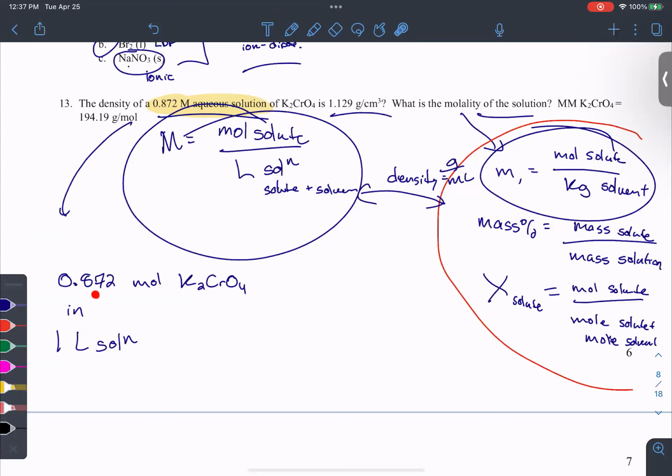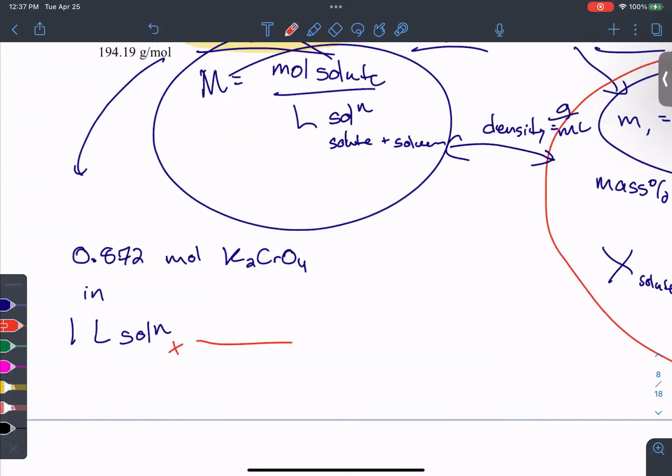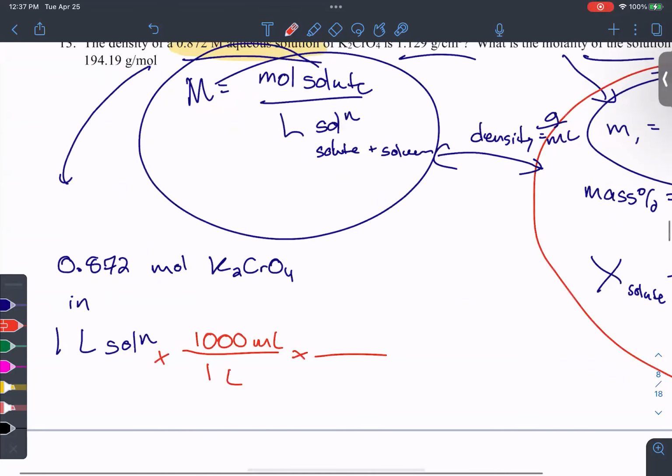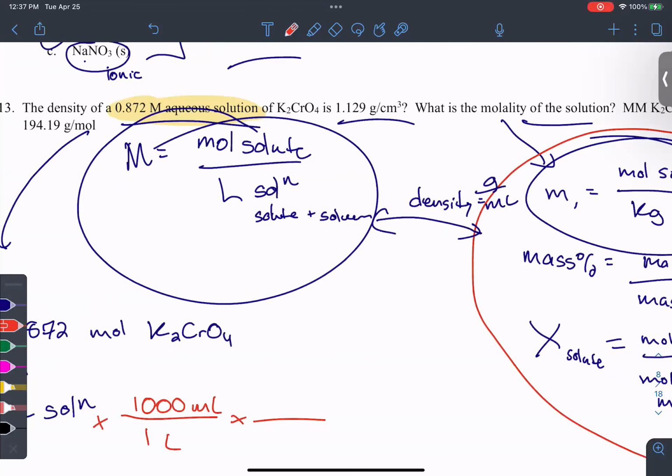Now the hard part is I need to figure out how many kilograms of solvent I have. Right now I have liters of solution. So this is where I'm going to use the density equation. 1 liter is 1,000 milliliters. The density is, where is it? Oh, it's right there. It's 1.129 grams equals 1 milliliter, so 1 milliliter on the bottom.